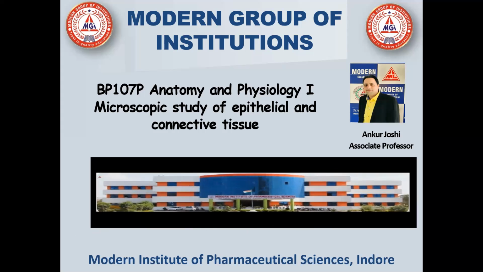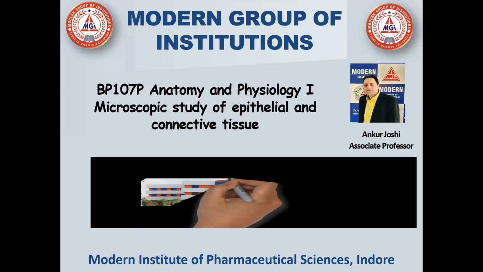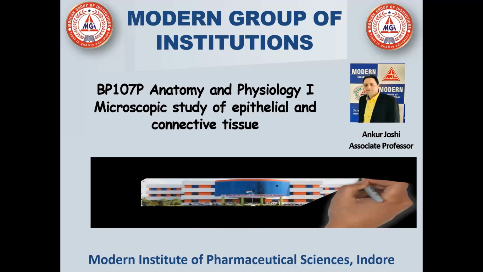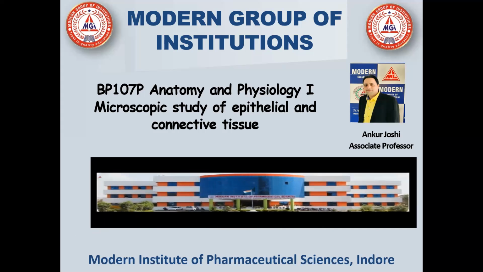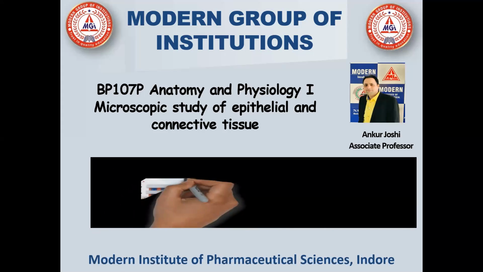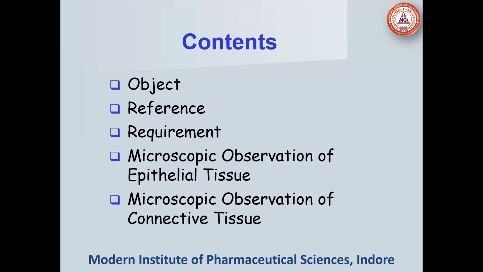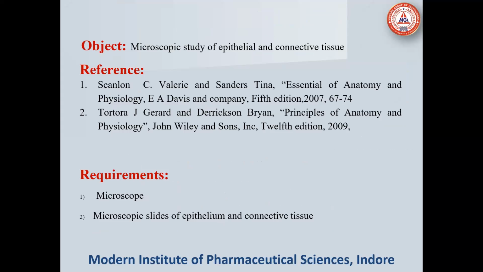BP107P Anatomy and Physiology. First, we discuss the microscopic study of epithelial and connective tissue. The contents of today's practical are: object, reference, requirement, microscopic observation of epithelial tissue, and microscopic observation of connective tissue. Now, the object: microscopic study of epithelial and connective tissue.